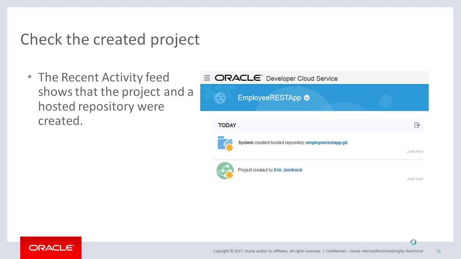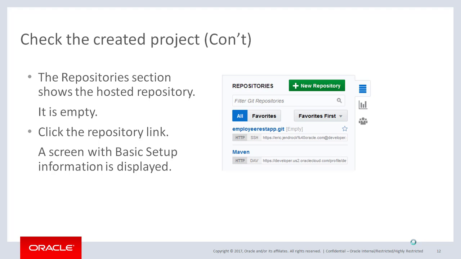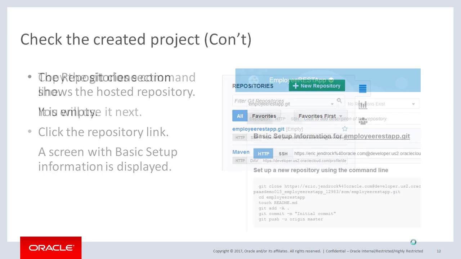The recent activity feed on the left side of the page indicates that you created a project and the system created a hosted repository for the project. The repository section on the right side of the page shows the empty hosted repository. Click the link for your project's repository.